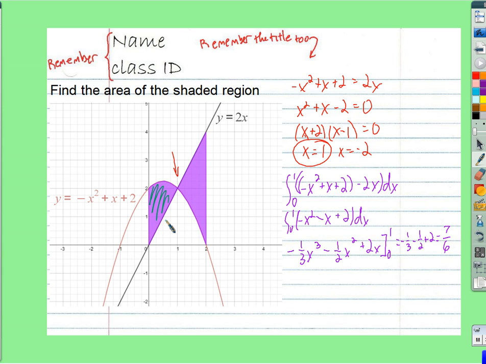But next, we need to find the region. We need to find this area and how to do that.